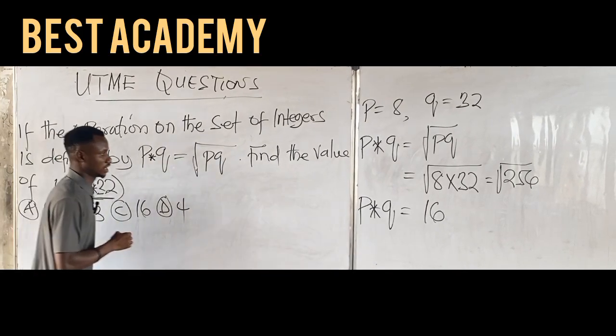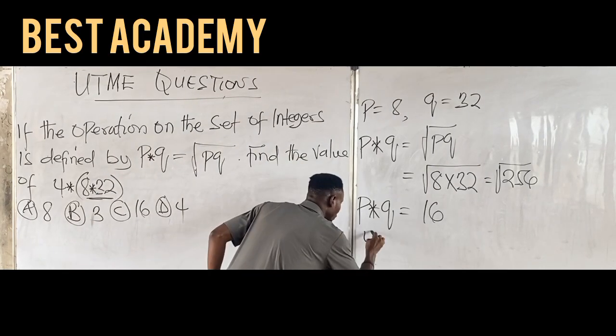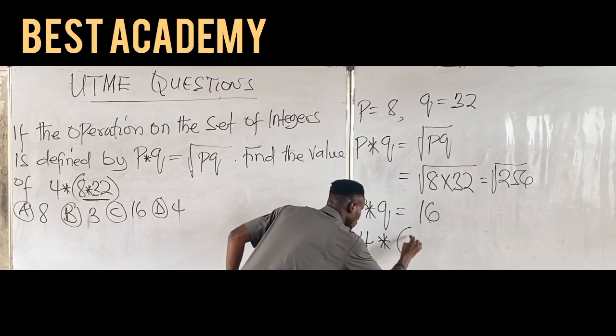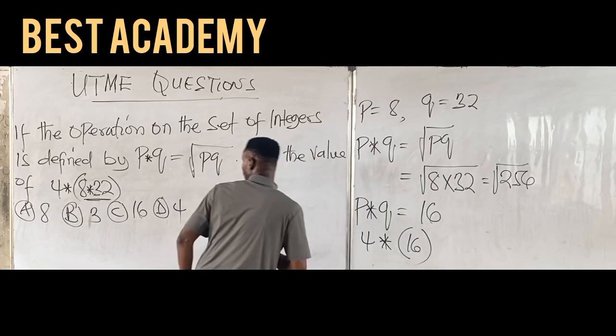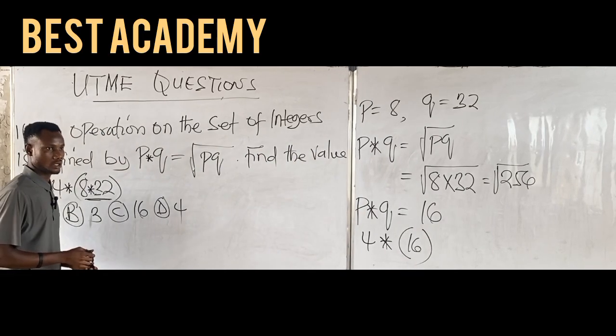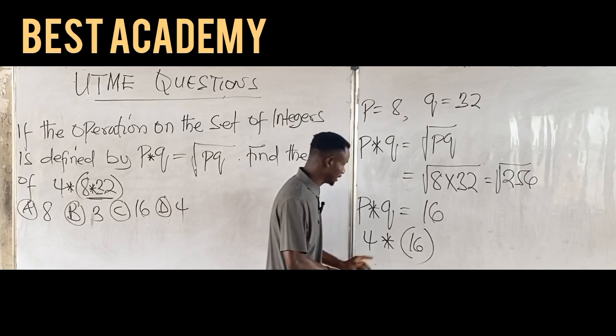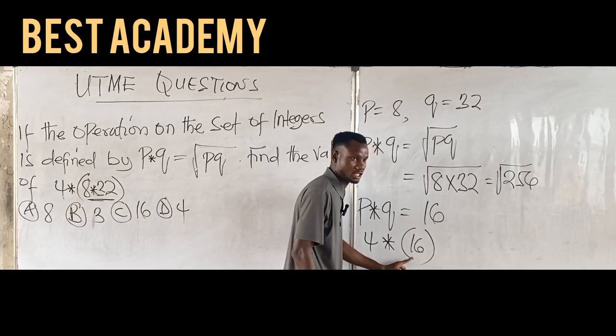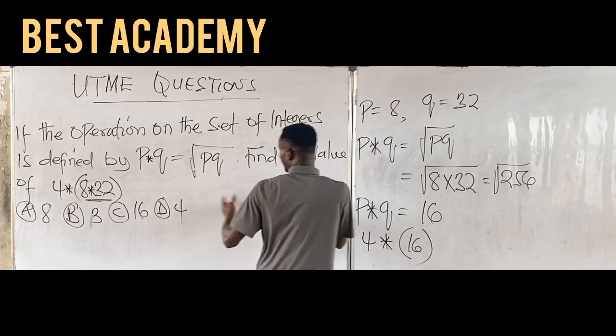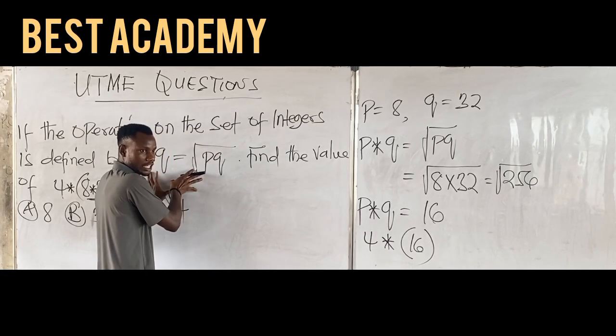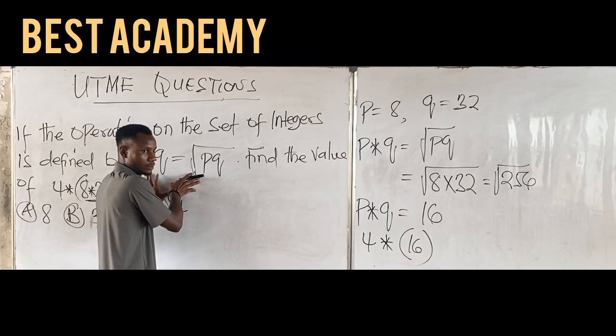So the expression can be written as 4 asterisk 16, something like this. That means the whole of the bracket here gave us 16. I can now evaluate again, that is 4 asterisk 16, using the fundamental expression, which is this expression here. Okay, this you can write please.